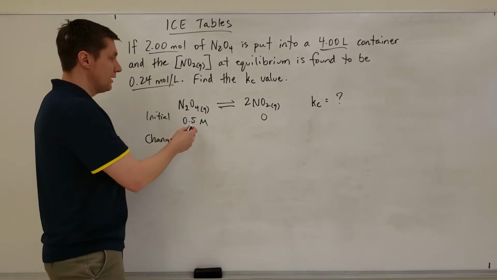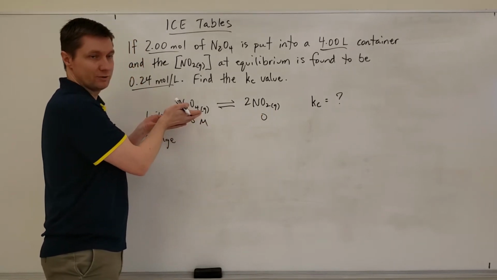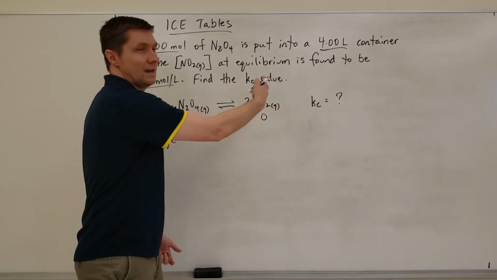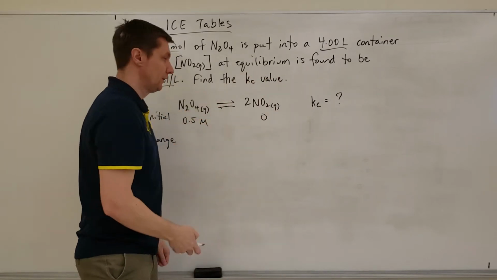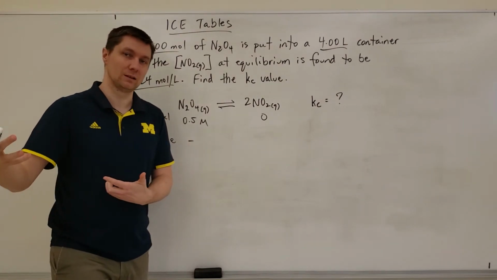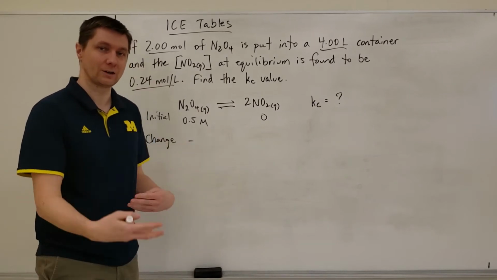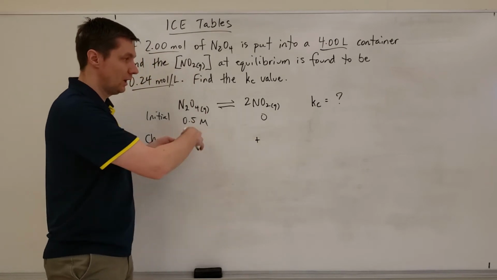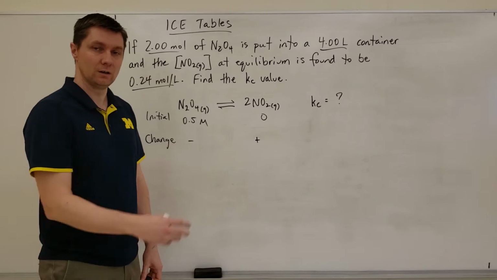And so I know that I have some of this and I have none of this. So the amounts of this are obviously going to go down because I'm going to use this to make this. And because I have none of this to start, the amounts of this are going to go up. And so the change here is going to be a negative amount to represent that I'm losing a certain amount of concentration of N2O4 as this reaction progresses. And over here, the change is going to be positive because obviously initially the reaction is going to run towards the products faster than it is in the other direction.